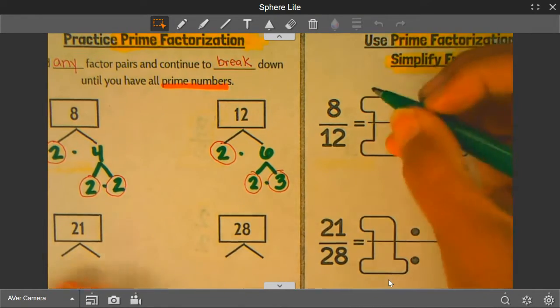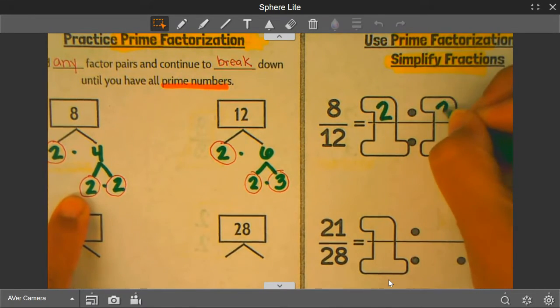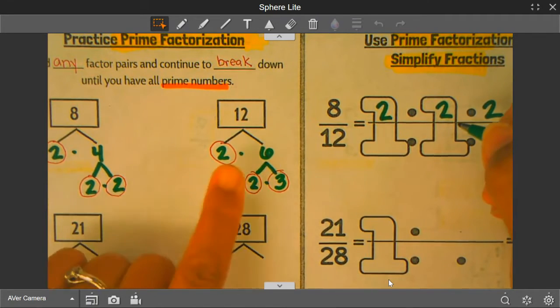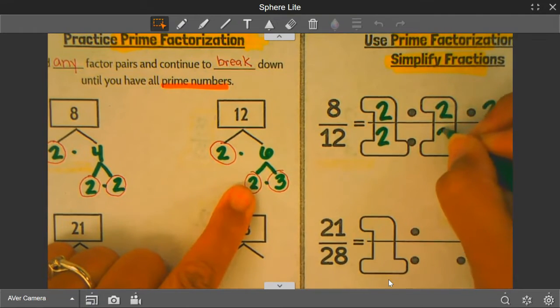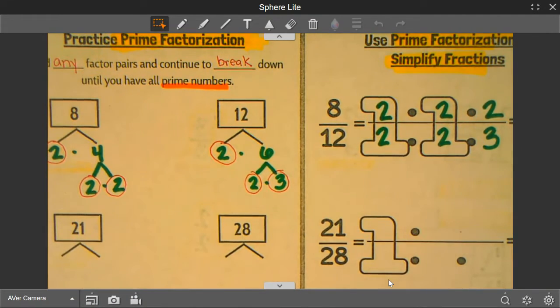All right, so let's start with 8. So 8, I have 2 times 2 times 2. My prime numbers for 12, I have 2 times 2 times 3. Okay.